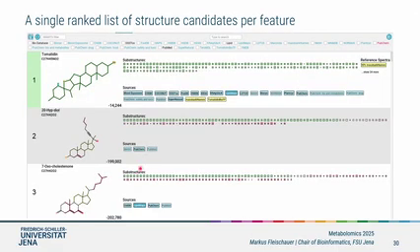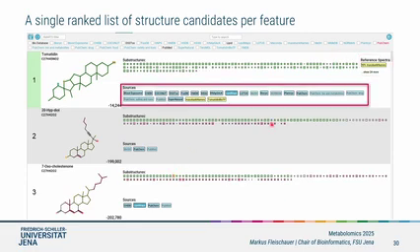So what does that mean? In the end, you get one single ranked list with your candidates. If there is a reference spectra hit, you can see it here, you see the cosine, and you can click on show more. Here you basically see all the structure databases that this hit is a part of.